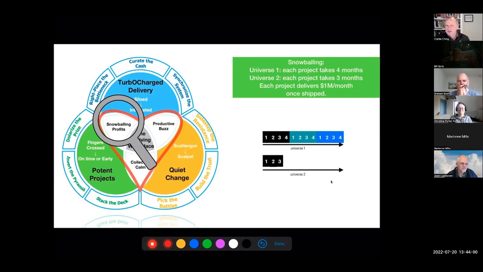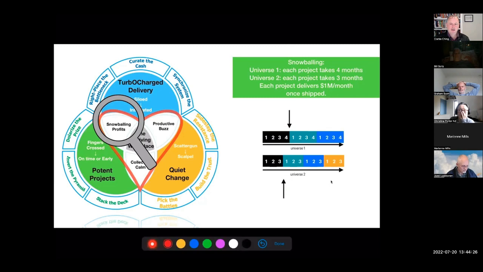Then in Universe 2, because they've done some of the stuff in here, maybe they've got the bottleneck in the right place, suddenly each project takes 25% less time, or they go 33% faster. So there's no magic here. It's just some silly little imaginary universes.